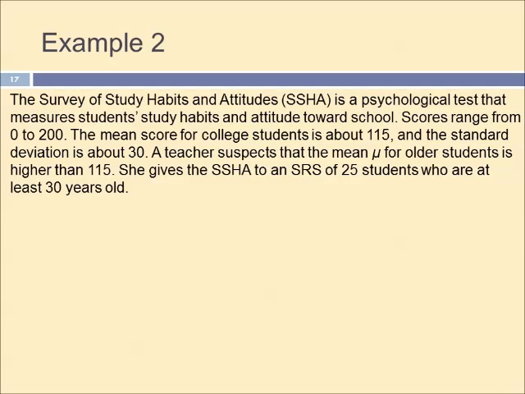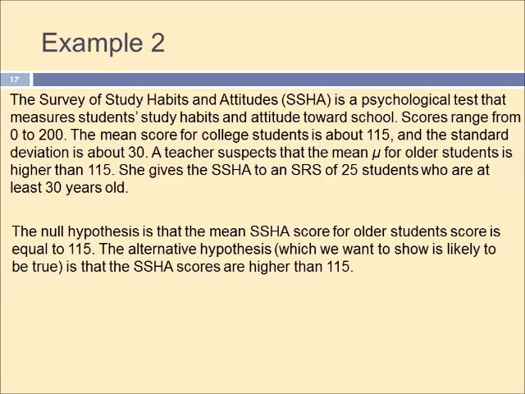Another example. The Survey of Study Habits and Attitudes is a psychological test that measures students' study habits and attitude towards school. Scores range from 0 to 200. The mean score for college students is about 115, and the standard deviation is about 30. A teacher suspects that the mean mu for older students is higher than 115. So she gives the SSHA to a simple random sample of 25 students who are at least 30 years old.